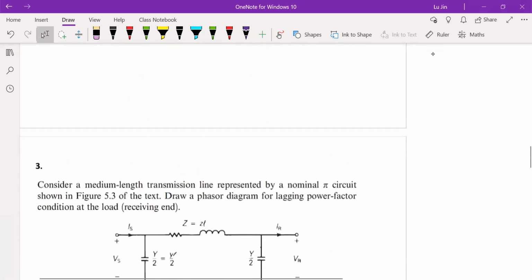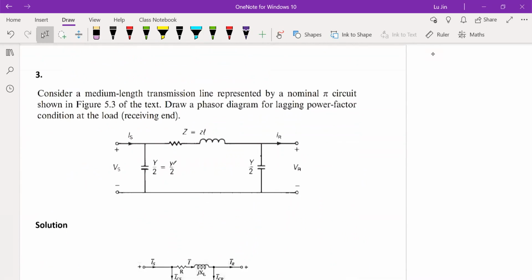And now let's move on to the next question, question number 3 of the 222. In this question, we consider a medium-size transmission line. I think the keyword is medium lines. It is represented by a nominal pi circuit shown in the figure below.